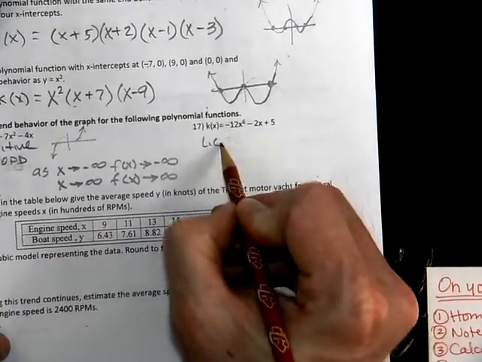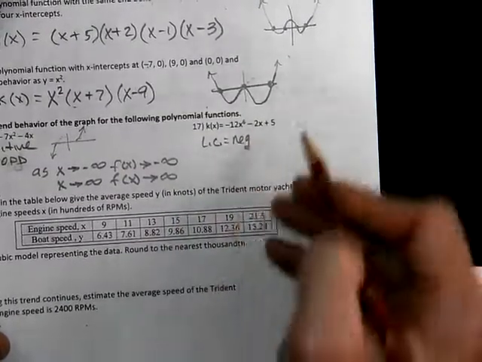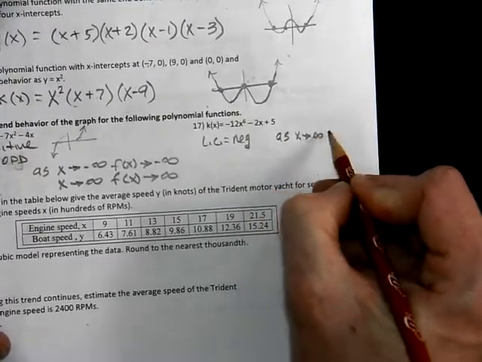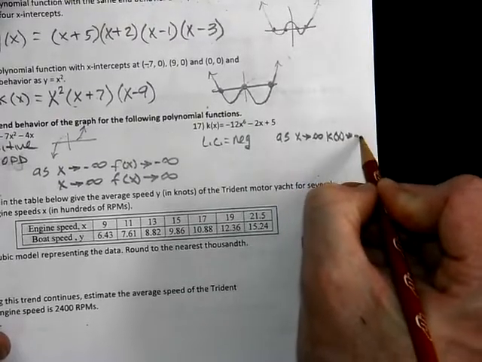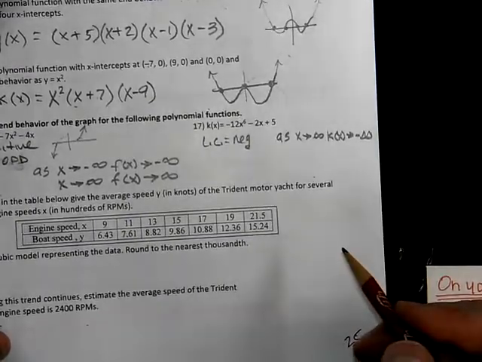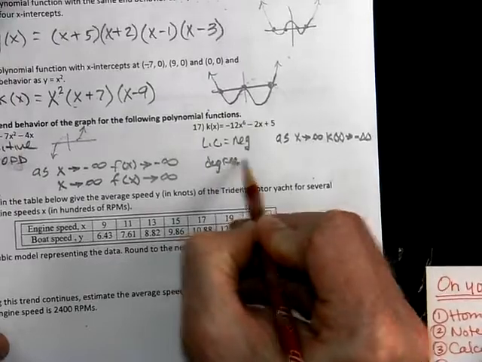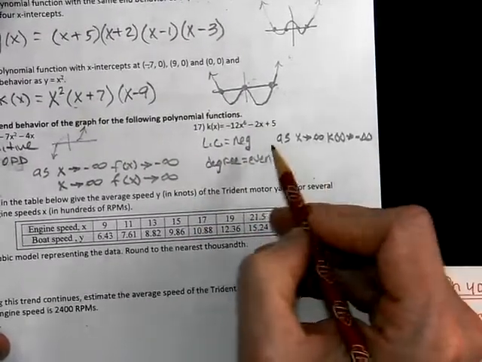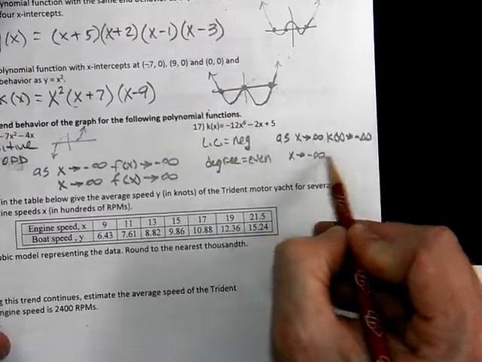Here, my leading coefficient is negative. So because the leading coefficient is negative, as x approaches positive infinity, I know my function is going to be dropping, because of the negative leading coefficient. And because the degree is even, I know that it's also going to be dropping when we go to the left.